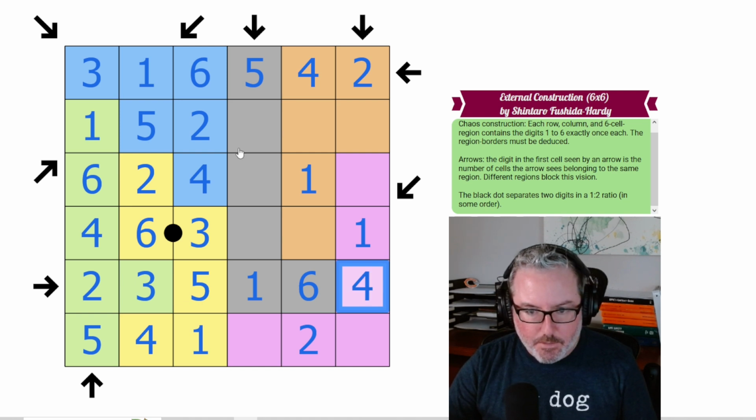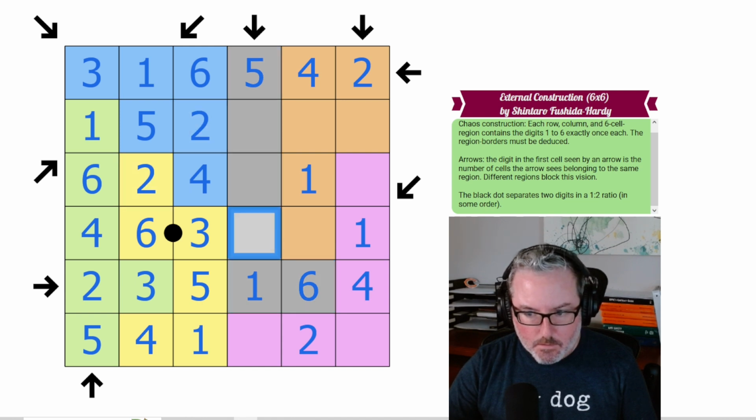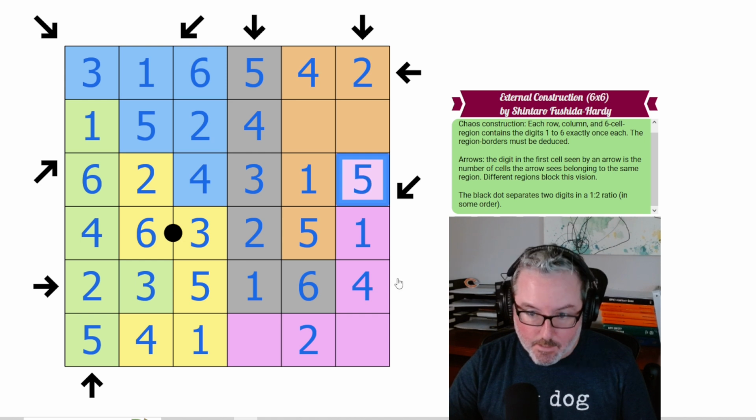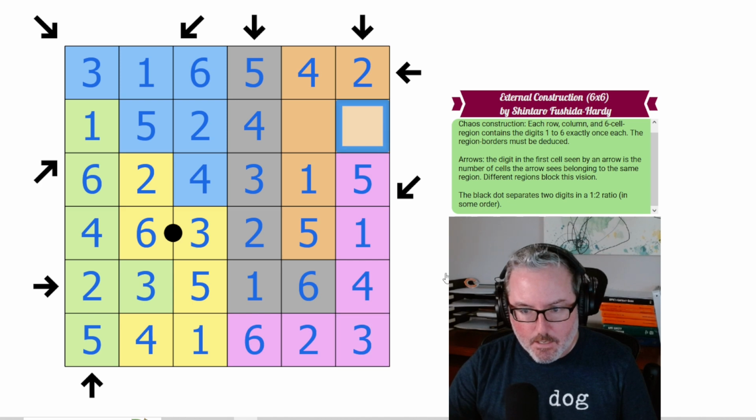What's next? We need 2 in the gray. Can't go either of those because of those, so this is 2. We need a 4 in the gray. It can't go here. This is 4. This is 3. This is going to be a given 5. This is going to be a given 5. This is a given 6. This is a given 3. This is a given 6.